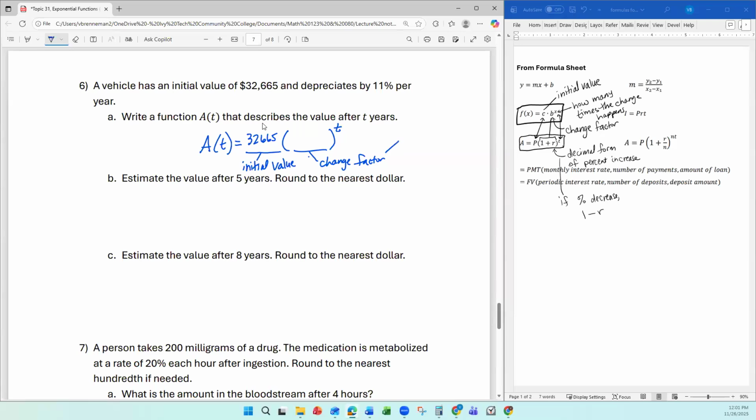But the change factor, it is not 11%. It is not 0.11. When you're writing an equation, you have the initial value, and then it's always going to be a 1 to start with. Super important. Then you have to figure out, all right, is it going to be plus or minus?